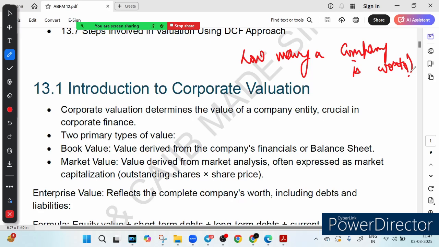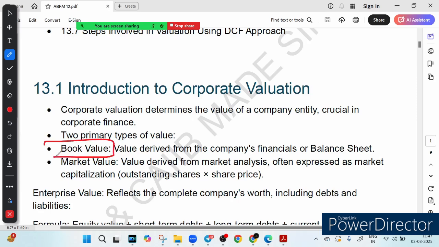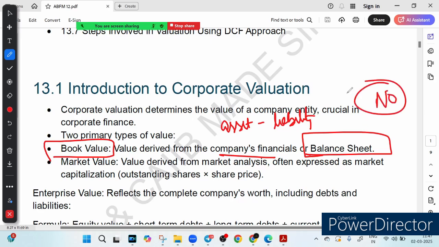Let's break them down. The first way to look at it is book value. You know what book value is? This is like checking a company's financial report card. It tells you the company's worth based on what is written in the balance sheet. Book value is nothing but assets minus liabilities. But does it always reflect the real world value? No, it does not always reflect the real world value. So assets minus liabilities is the book value.